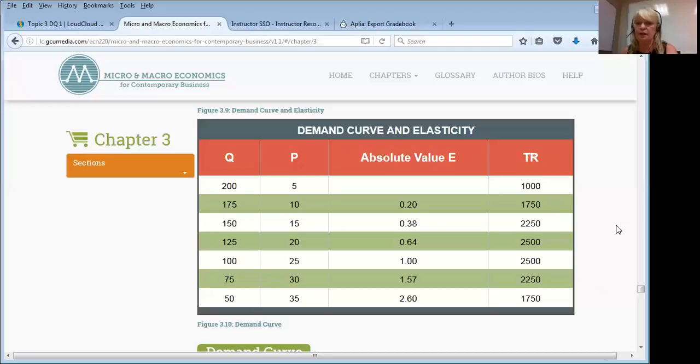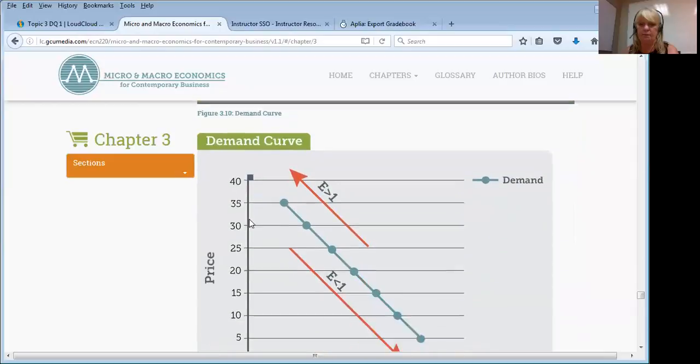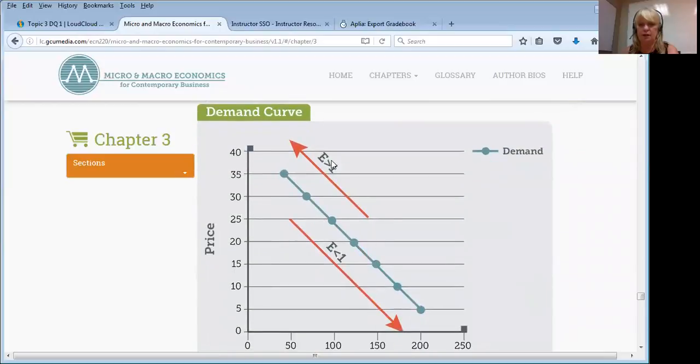Let's see what it looks like on the demand curve. So we see here that 25 was the magic number, the price where it changed from inelastic to elastic. And that's demonstrated right here. At a price of 25, below 25, demand is inelastic. Above 25, demand is elastic.